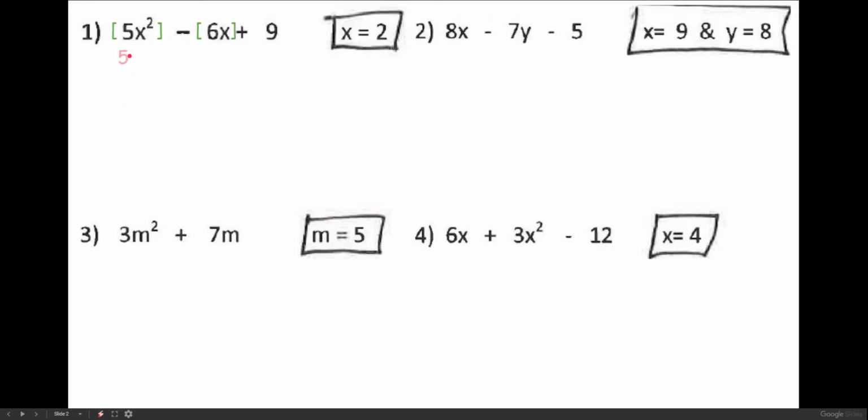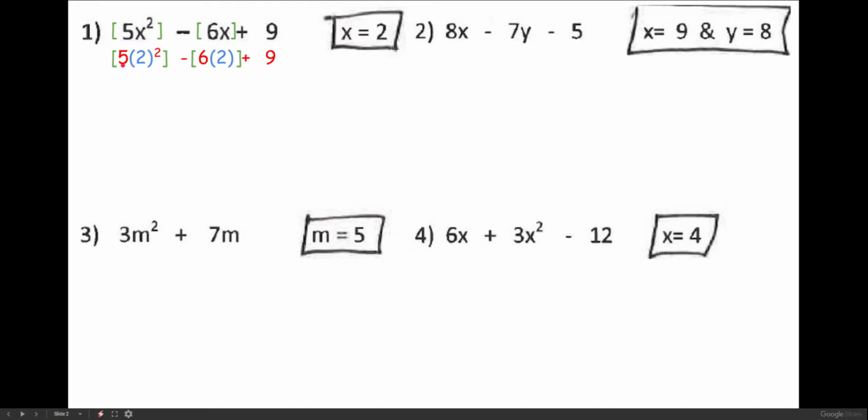So let's take a look at number 1. 5x is going to be substituted with 2, so 2 to the second power, and notice I put parentheses around it because 5x means 5 times x, and parentheses is one way of showing multiplication. So 5 times 2 squared minus 6 times 2 plus 9. Now, before I start thinking about anything else, I want to imagine these terms with variables have brackets around them. So I'm going to deal with them both at the same time.